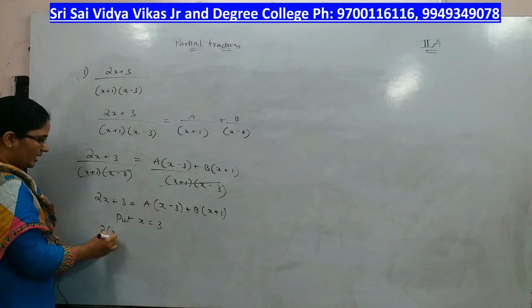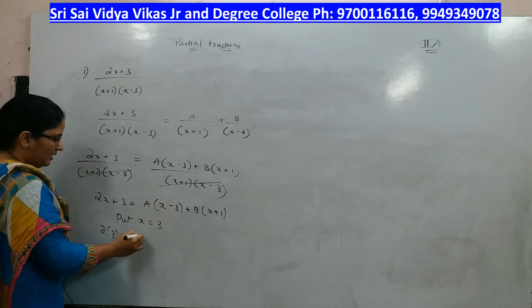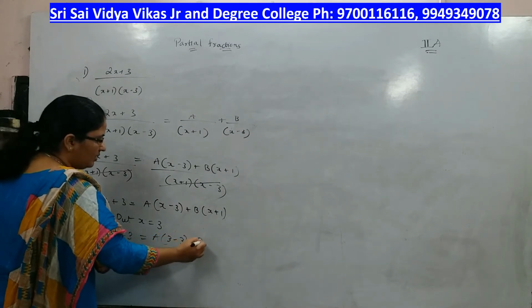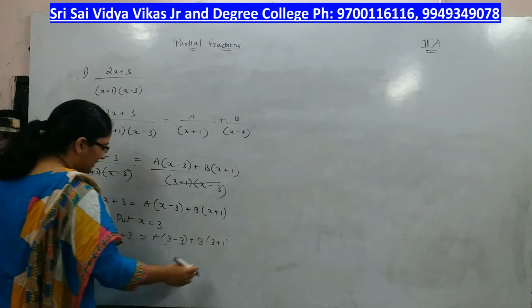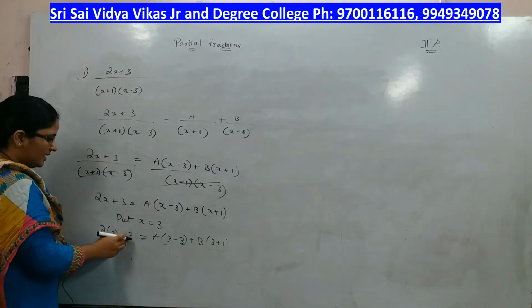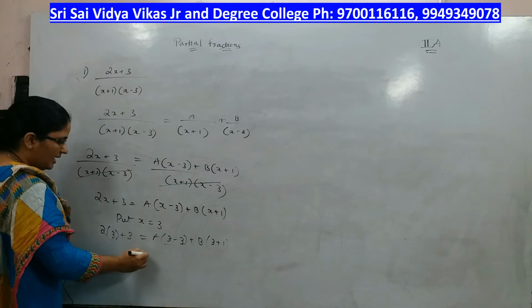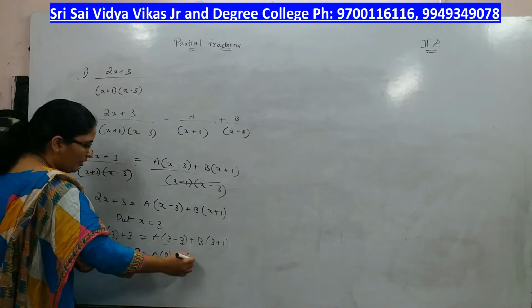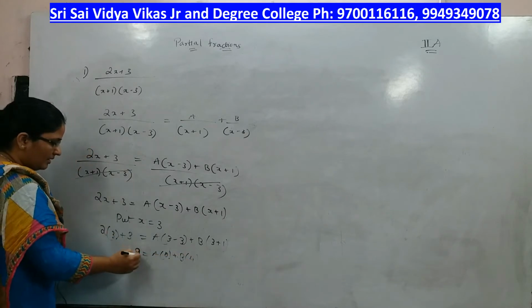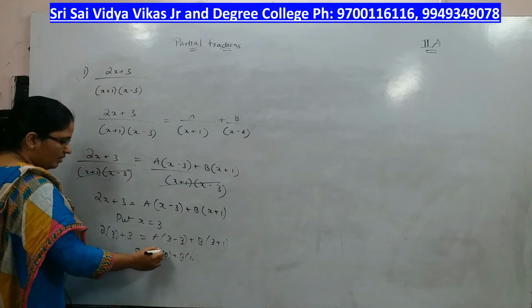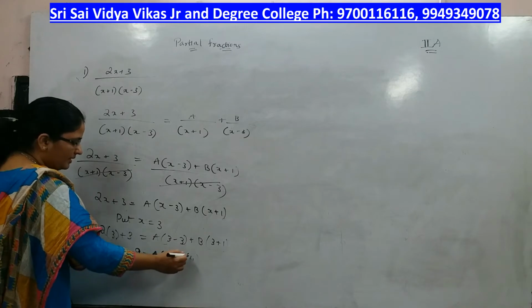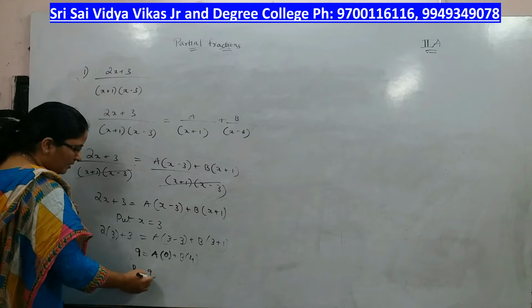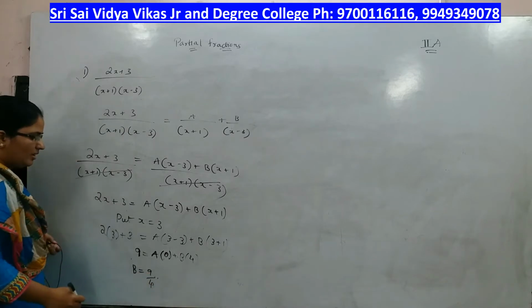2 into 3 plus 3 is equal to A into (3 - 3) plus B into (3 + 1). 2 threes are 6, 6 plus 3 is 9. 9 is equal to A into 0 plus B into 4. A into 0 plus B into 4. B is equal to 9/4. So, you got the value of B.